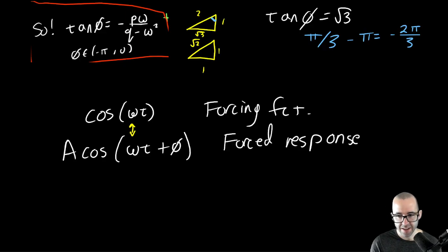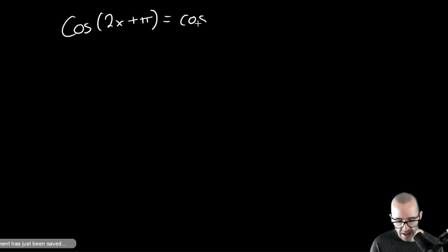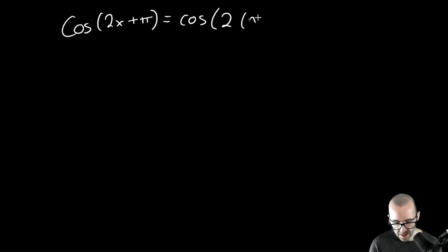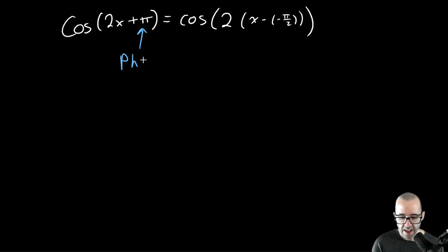A couple of quick things. I know this video has gotten very long. I've gotten very excited. A couple of quick things: remember that the phase angle is not the same thing as the phase shift. If I look at something like this, this is the same thing as a cosine of 2 times x minus a negative pi over 2. So pi, this is the phase angle. Okay, but negative pi over 2 is the phase shift.